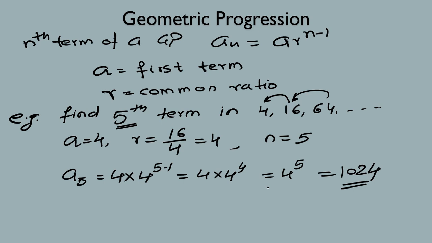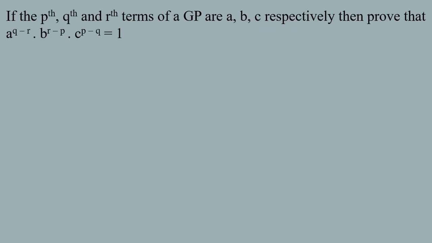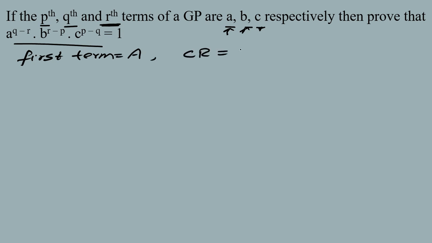Now I will discuss some important questions from NCERT, or R.D. Sharma, or from any other book. So just try to understand these questions. For example, the question is: if the pth, qth, rth terms of a GP are a, b, c respectively, then prove that. Okay, we'll see this part later on. First you see a, b, c are the pth, qth and rth terms. Since small a and small r are already used in the question, we will take the first term as capital A and the common ratio as capital R.